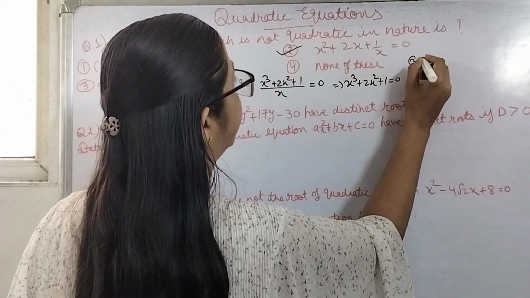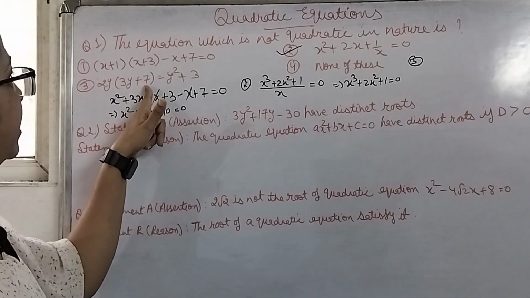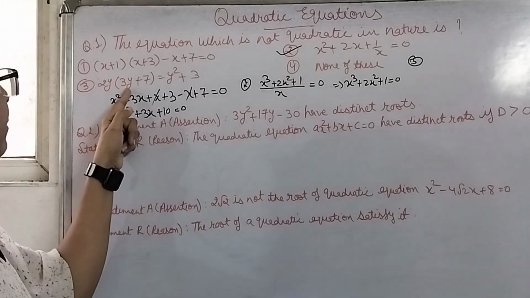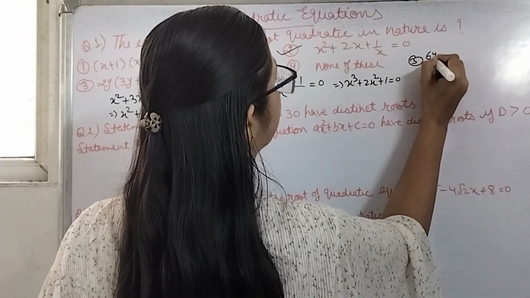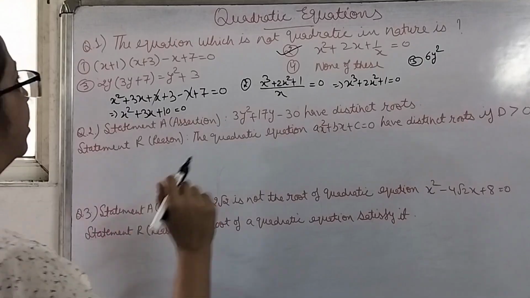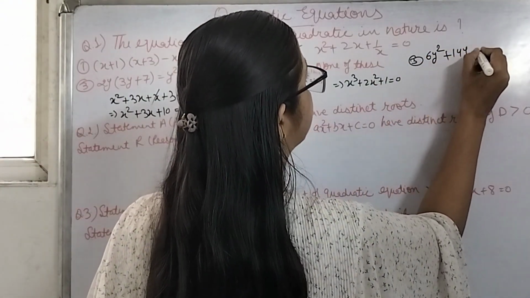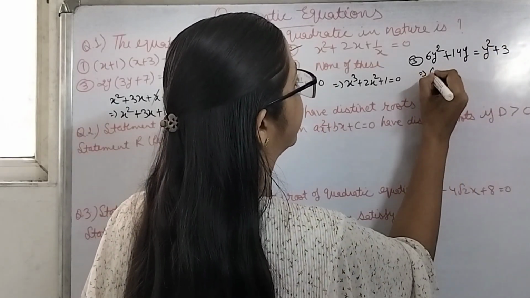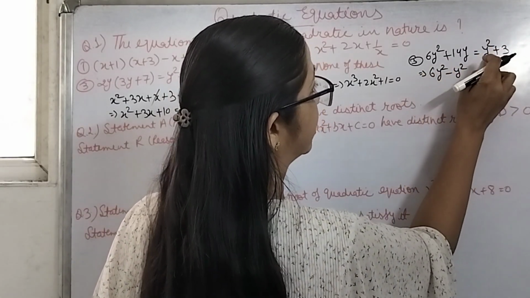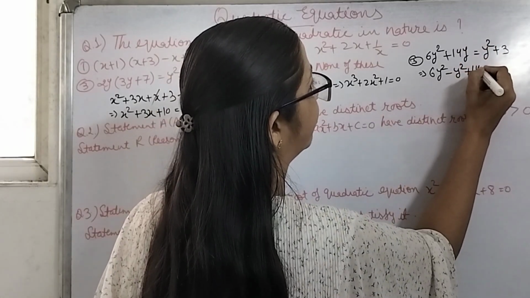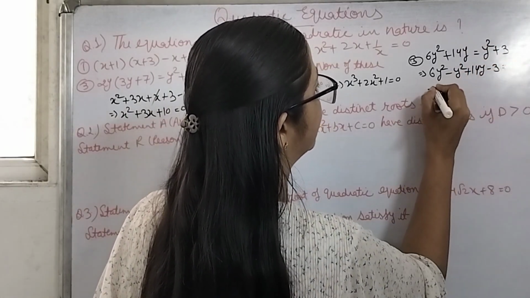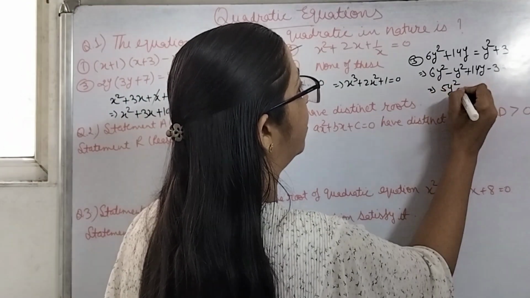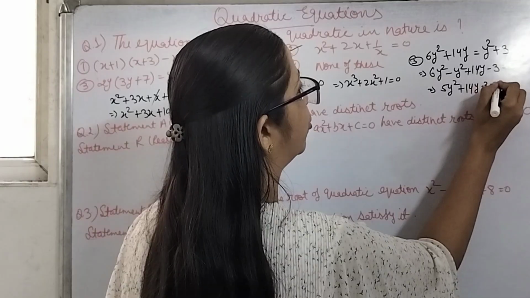So if we check it, see 2y multiplied by (3y plus 7), it is equivalent to y square plus 3. If we multiply these two, 2y multiplied by 3y will become 6y square. 2y multiplied by 7 will be 14y. It is equivalent to y square plus 3. If we solve it further, it will be 6y square minus y square, this we have taken over here, plus 14y minus 3 equivalent to 0. So we can say 6y square minus y square will be 5y square plus 14y minus 3 equivalent to 0.